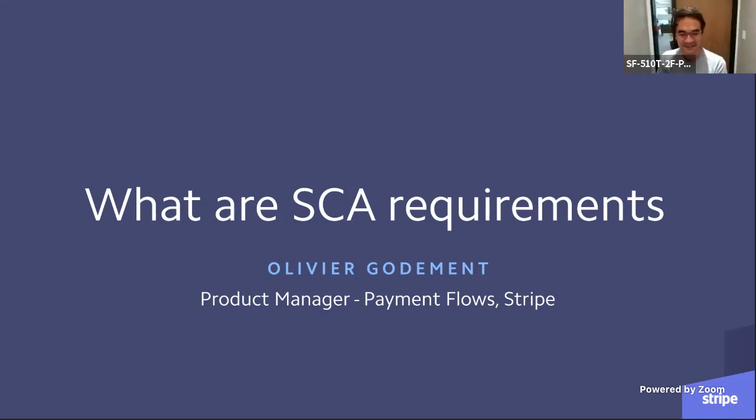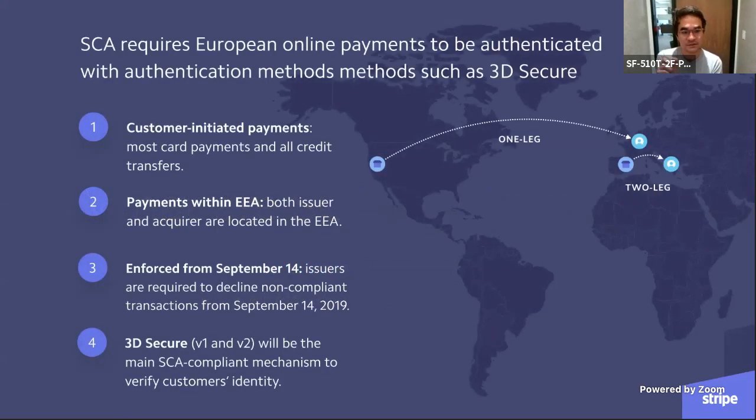Sure, thank you, CJ. SCA is a regulation implemented by the PSD2 in Europe, and it requires online payments to be authenticated with methods such as 3Secure. As you can see on the next slide, it only applies to customer-initiated payments. Practically speaking, that means most card payments and all credit transfers. Secondly, it only applies to payments made within the EEA, the European Economic Area. Tactically, that means both the issuer of the card, so your customer, and the merchant, the business, need to be located in the EEA.